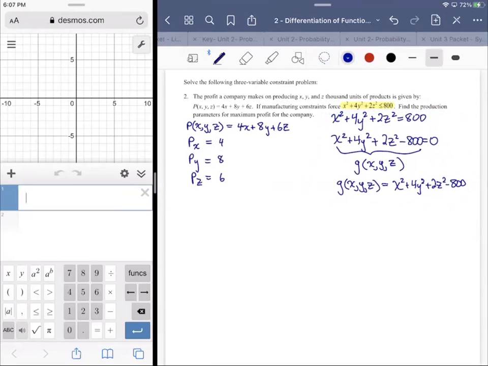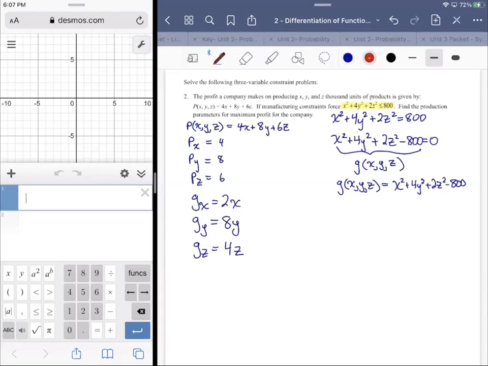So my partial derivatives: g sub x, just a clean 2x, g sub y, a clean 8y, and g sub z, a clean 4z. The negative 800 is constant, so that's going to go to 0.